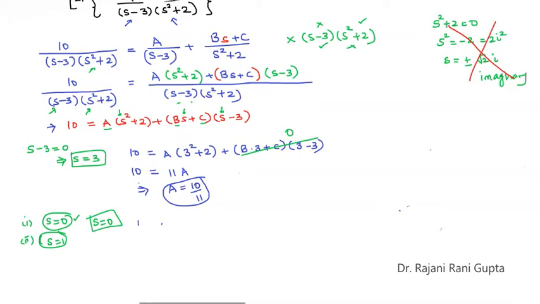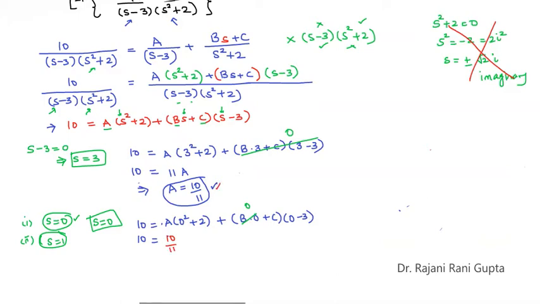So we will get 10 equal a times 0 square plus 2, plus b times 0 plus c times 0 minus 3. Now 0 multiplied by b, so only this term cancels out to be 0. This gives you 10 equal. Now you can see here the value of a is 10 over 11. So we will substitute that value from the above step.